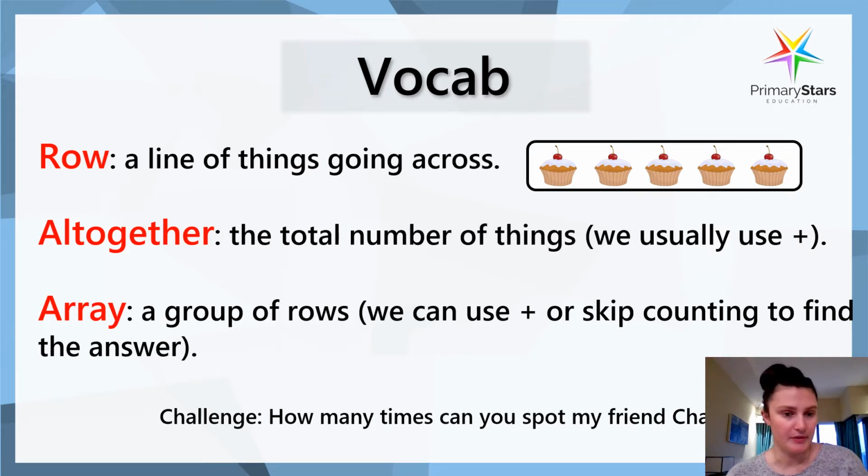And the last word we're going to look at today is array. An array is a group of rows. So if we have two rows, like we have with our cupcakes, if we had one row and then two rows, we call that an array. And we can use our plus to find the answer, or we can use our skip counting. Now this sounds a little bit tricky, but it will become very easy in a few minutes when we see.